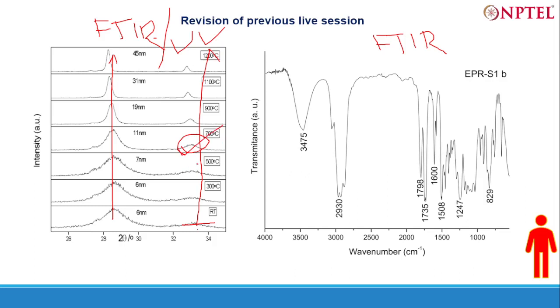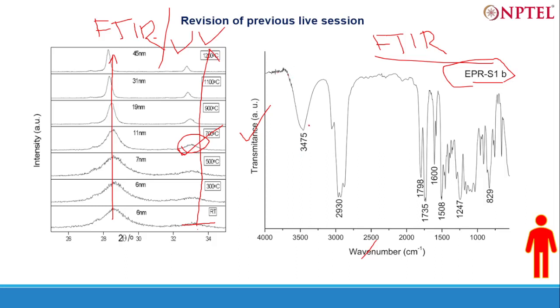Okay, the figure on the right hand side is actually a result from FTIR. It's from a sample, which they have named EPR S1B sample. Okay, so what did it see? One axis is transmittance, another is wave number. So this wave number is very much important.